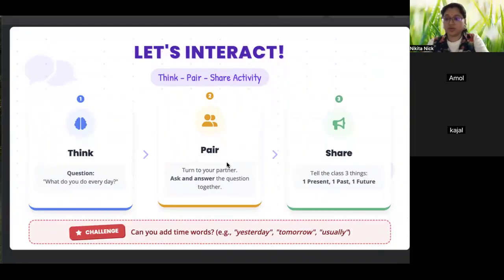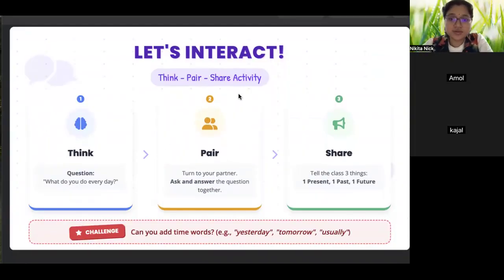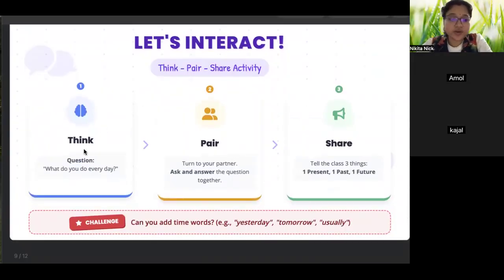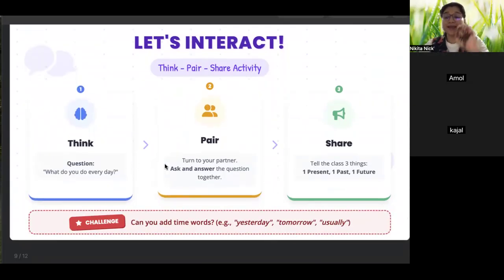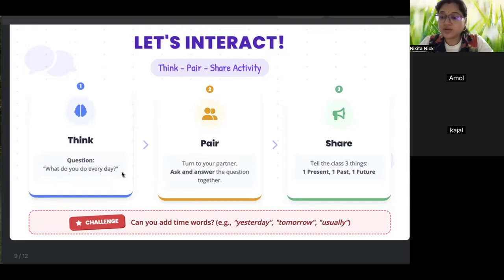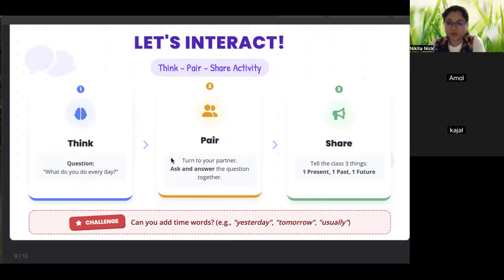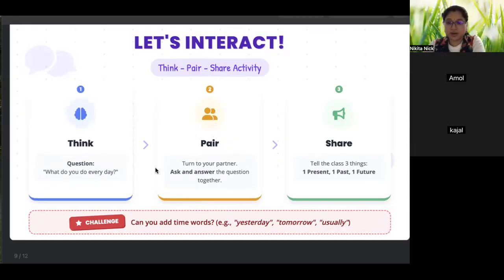Yes. Okay, fine. So let's interact, think, pair, share activity. For example, you're thinking, what do you do every day? Okay. So for example, what could you say? That I get up early in the morning every day. Fine. So give me one sentence. What do you do every day? Kajal, what do you do every day? Kajal, I study every day.